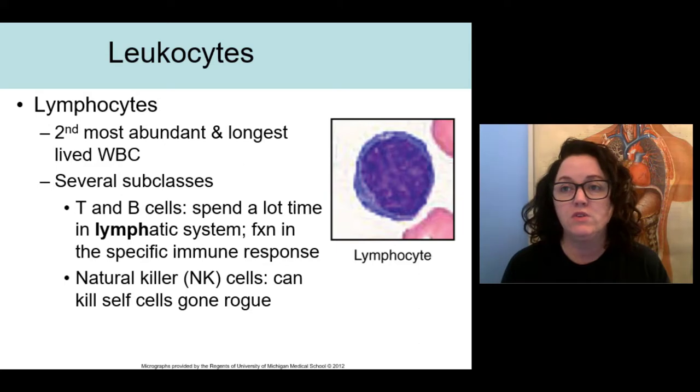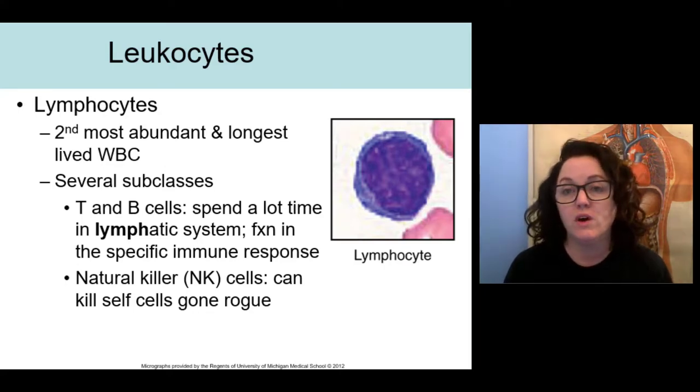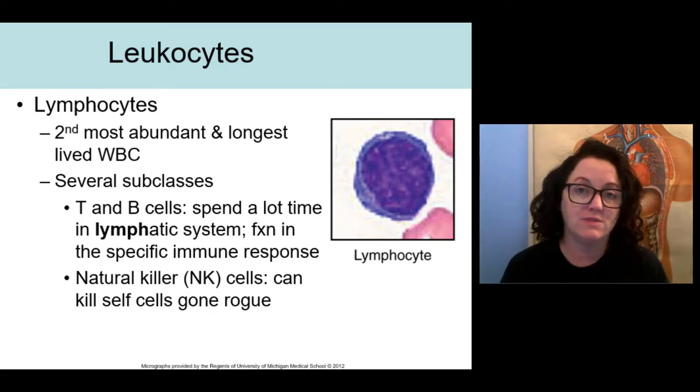So the natural killer cells are able to detect when the self cells have gone awry, and then they can kill those. So they're really important for keeping us free of cancer or fighting cancer when we have it, or getting rid of cells that are infected with viruses.